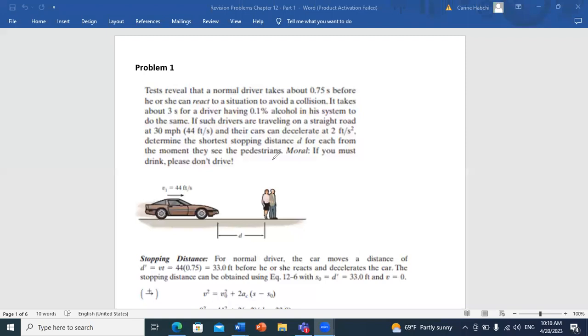Okay, so here the idea is we want to determine what will change when we have people driving cars and they drink, because what will change is the reaction time. The reaction time is the time needed to put your feet on the brakes and to stop your car. So when you see persons on the street, you will activate the brakes, but you have a certain reaction.